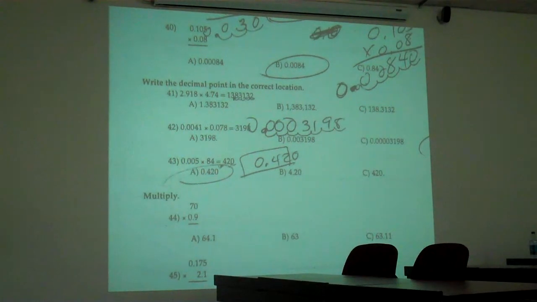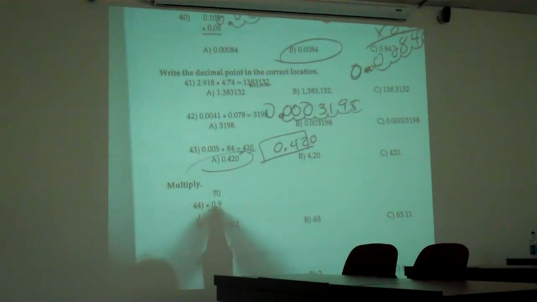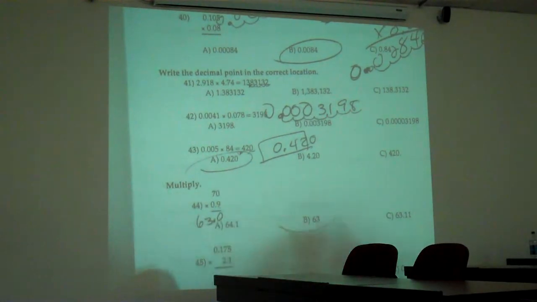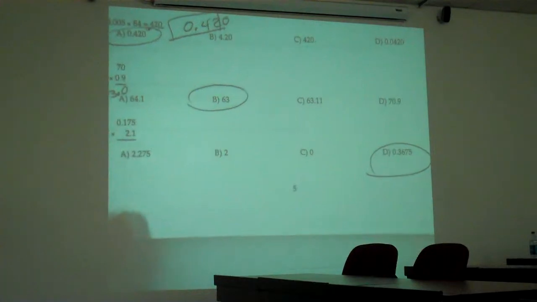Multiply 70 times 0.9. 9 times 0, 0. 9 times 7, 63. Move it back only 1 time. So it's 63. 45. 0.175 times 2.1. I'm going to let you do the multiplication yourself. It should be 0.3675. You can practice that one if you want at home.